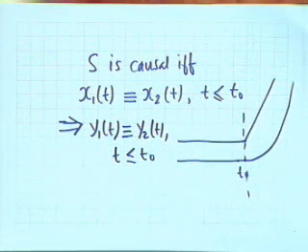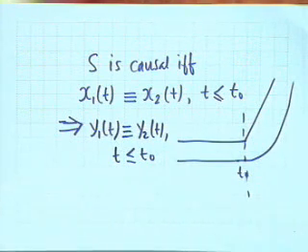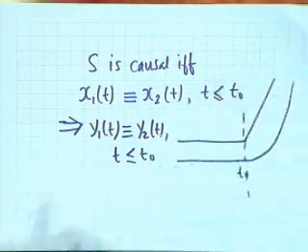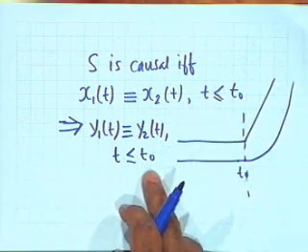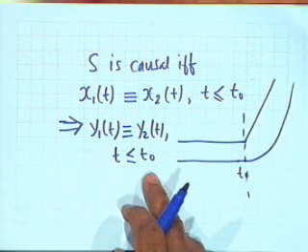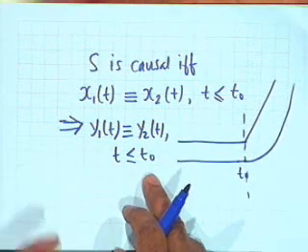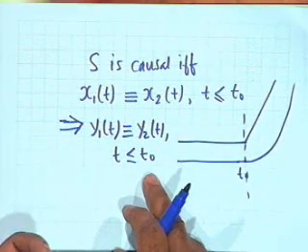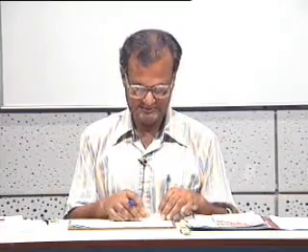It says that if you have two inputs applied separately, one is x1, the other is x2, which are identical for t less than or equal to t0, then for t less than or equal to t0 the corresponding outputs must also be identical, they cannot be different. This is the formal definition of causality, and in testing one sometimes has to take recourse to the definition, and that's why you should remember this definition.